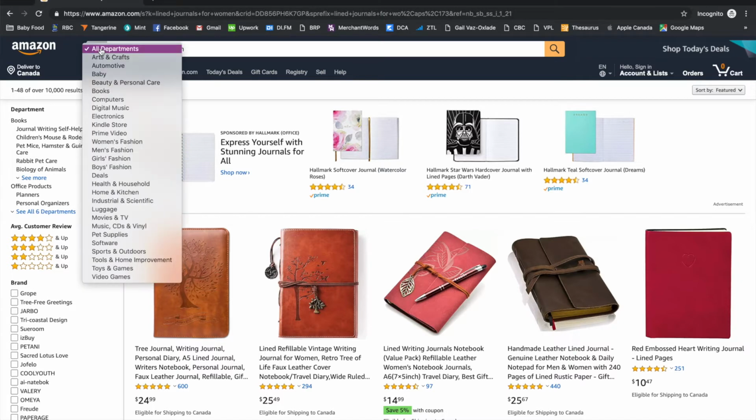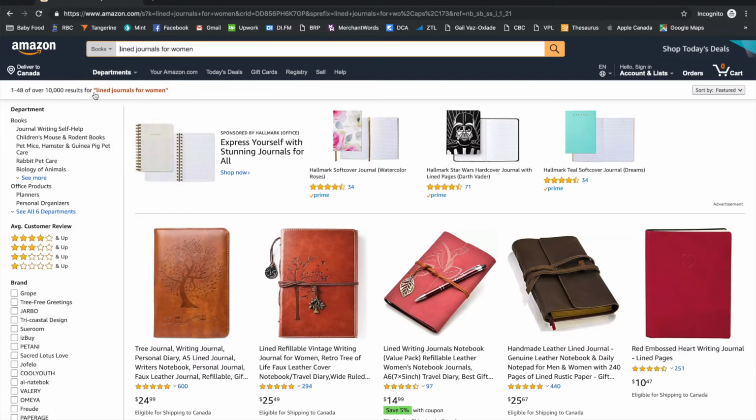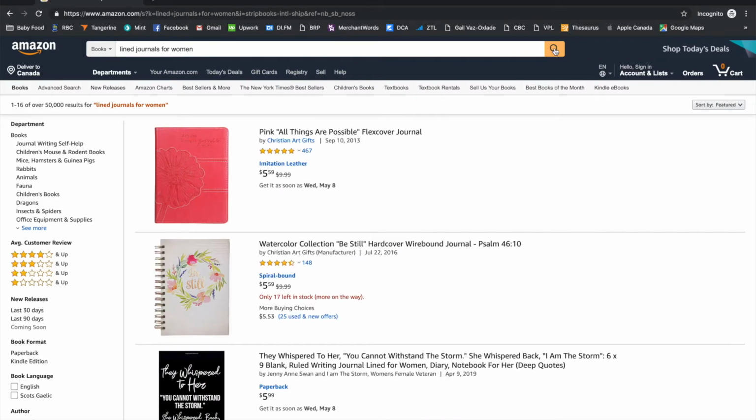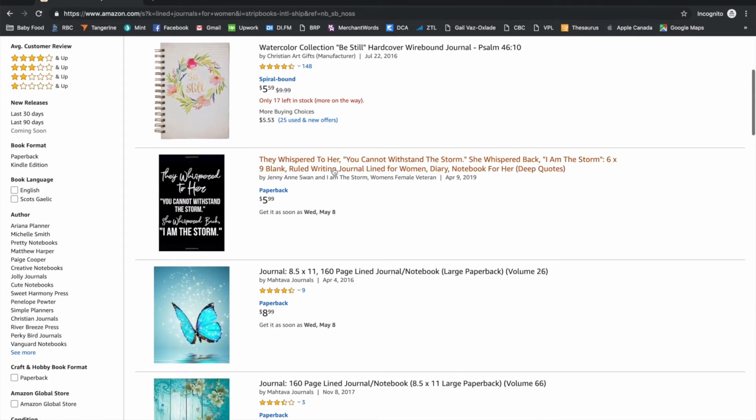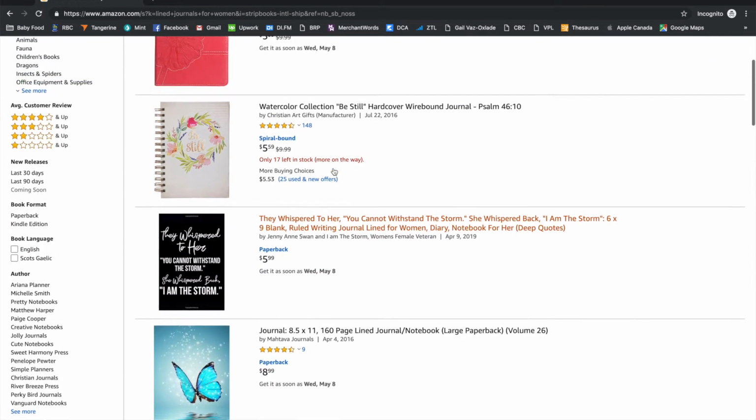So once we've done that, and we could have done this beforehand as well, we're just going to go into the books department, and that's just going to weed out any of the other things that aren't actually paperback books. And paperback books are what we're creating, so that's all we're really interested in here. You are going to get a few other things like this, imitation leather, spiral bound, hardcover and stuff like that, but we're just going to ignore that.